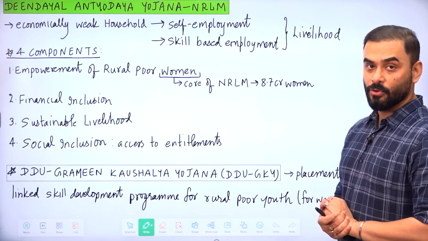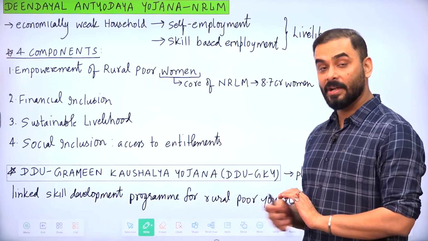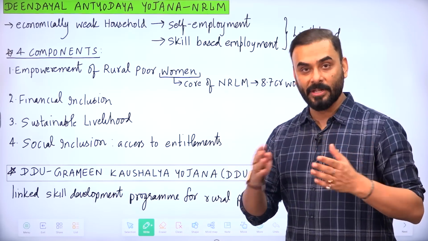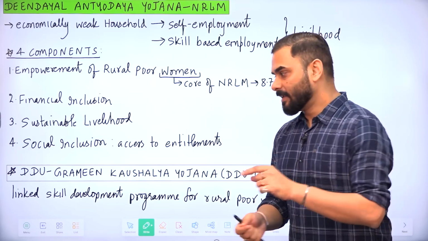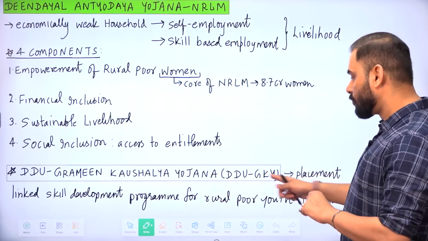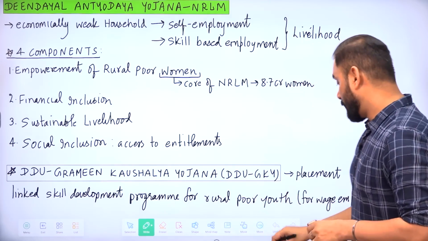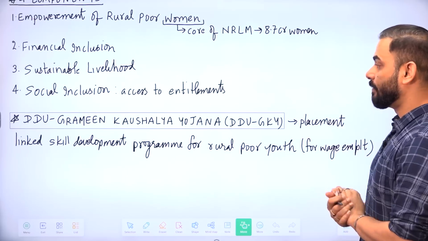So these are the four components of National Rural Livelihood Mission. So basically here, using this program, we are trying to create self-employment through skill building. There is another program called Deen Dayal Upadhyay Gramin Kaushal Yojana. Under it, we try to create wage employment for the public.